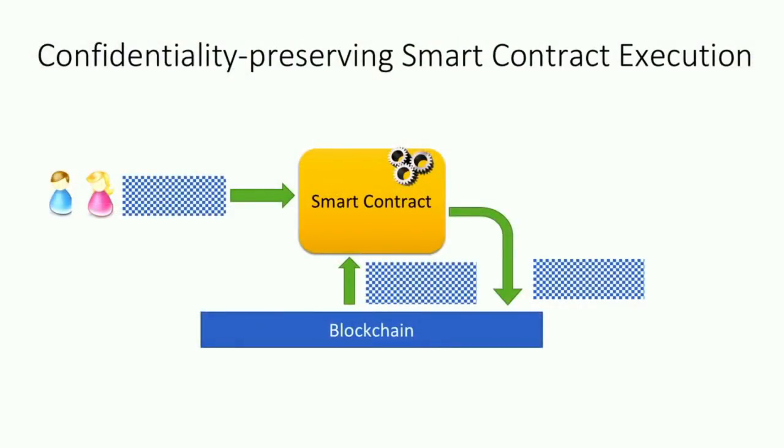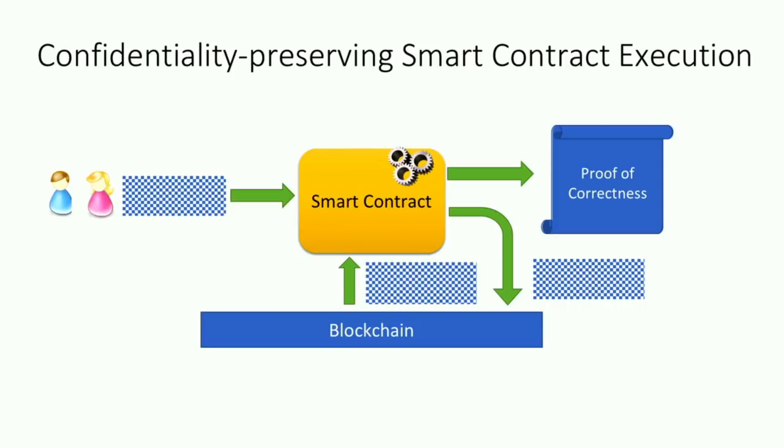So when we do confidentiality-preserving smart contract execution, essentially everything is encrypted. The data is encrypted, and also the state is encrypted as well. And the smart contract essentially does a computation on encrypted data to perform the state transition. And at the same time, even though the data and states are encrypted, we still want to ensure that we can have a proof of correctness that the state transition is correct.